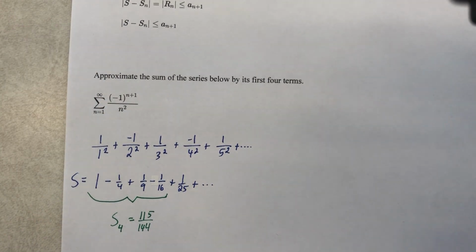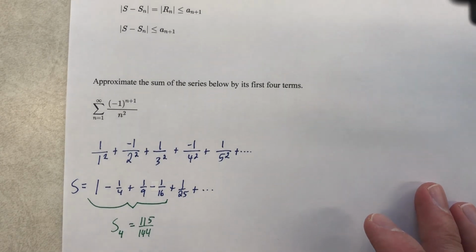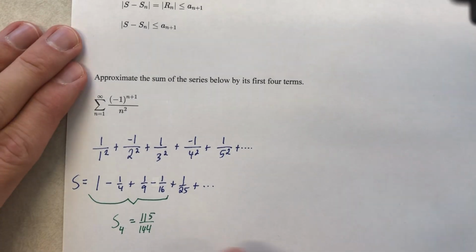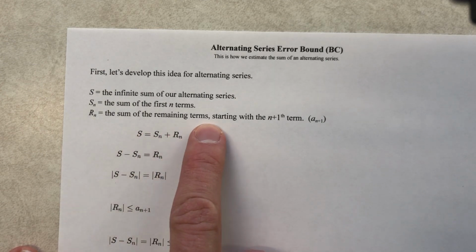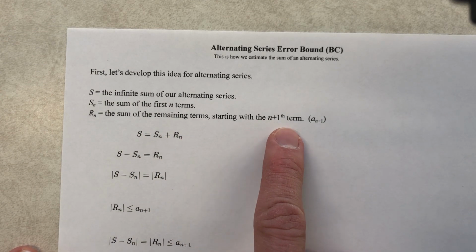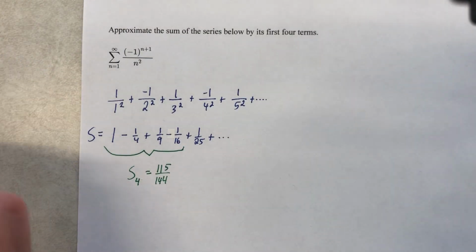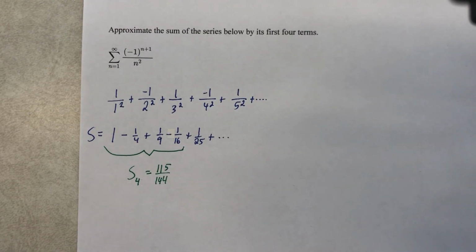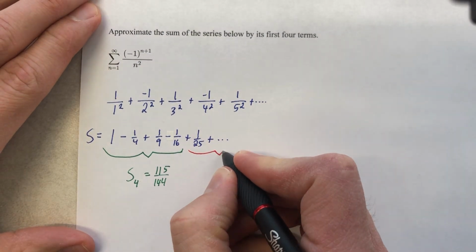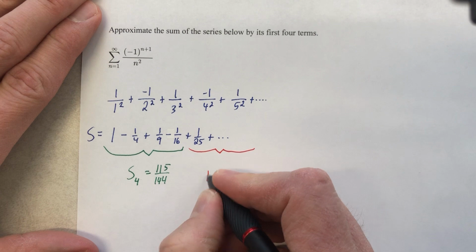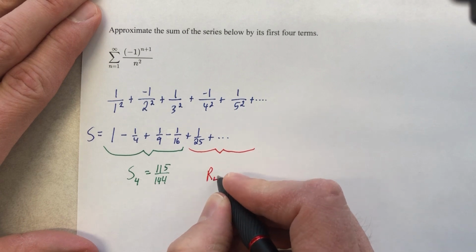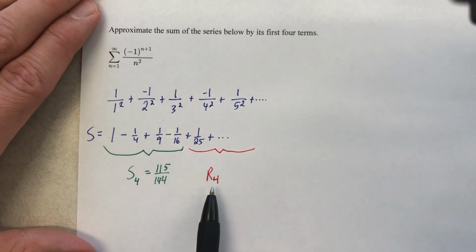Now, the partial sum, the first 4 terms in this case, would just be these 4. Then we get back to the variable for the sum of the remaining terms, starting with the n plus 1th term, that's a sub n plus 1. That's going to be this stuff, from here and forever and ever. This is R sub 4, because we're starting after the 4th term.